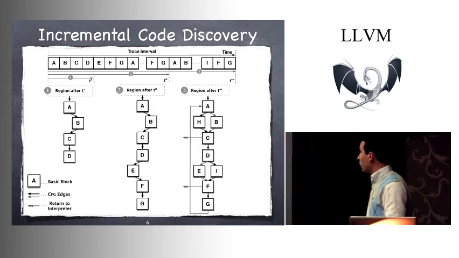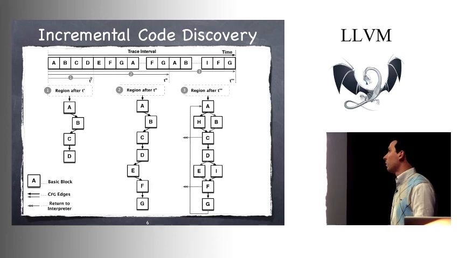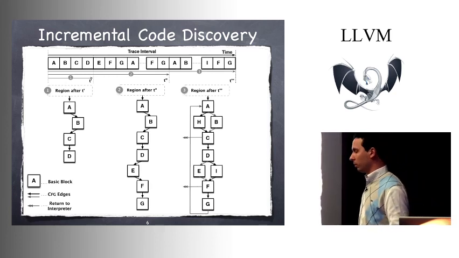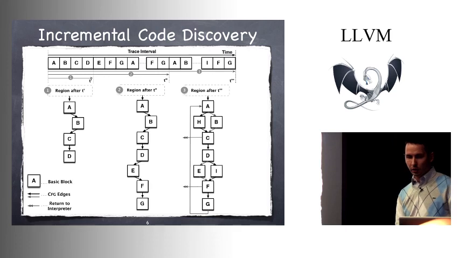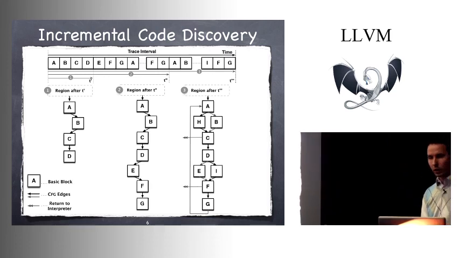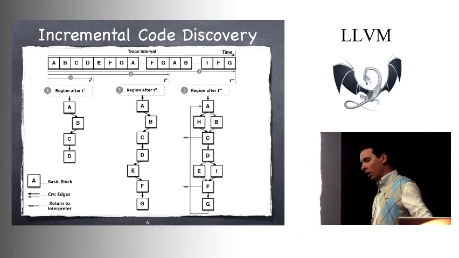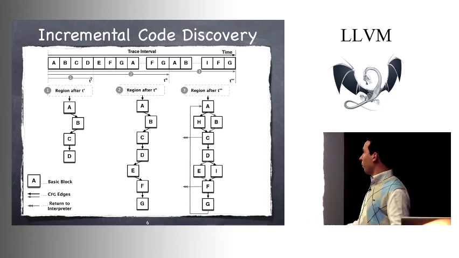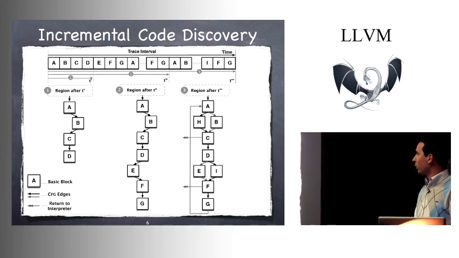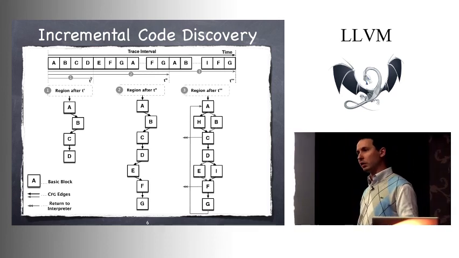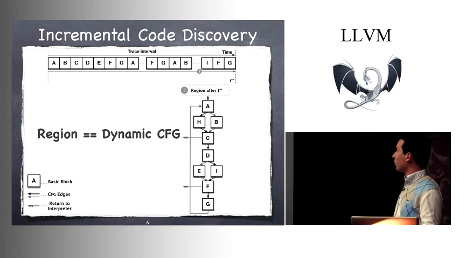So how does our code discovery work? As I said, it's incremental. If you look at this timeline over here, we have what we like to call trace intervals; I'll get to in a moment why we call them that. Here you see a sequence of interpreted basic blocks. The way we discover code and profile it is that we store basic block entry points and control flow edges. At the end of such a trace interval, what we're left with is a dynamic control flow graph. In research you need to give these things fancy names, so we call them regions. So this is how we do code discovery.